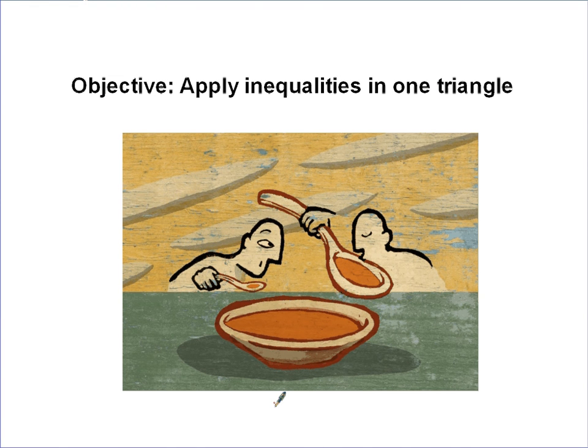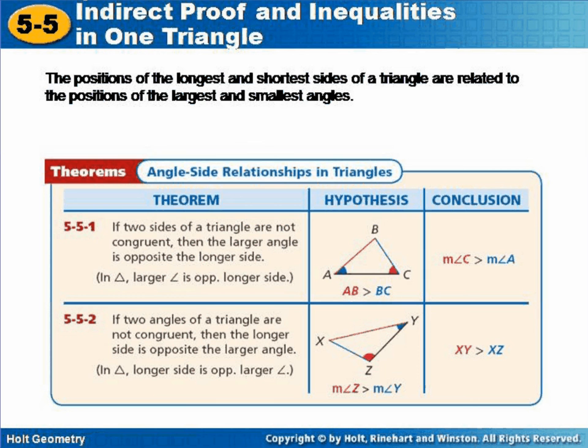Now, today we are going to look at inequalities in one triangle, and then later we'll do two triangles. So, the angle-side relationships in triangles. If two sides of a triangle are not congruent, then the larger angle is opposite from the longer side. And if two angles of a triangle are not congruent, then the longer side is opposite the longer angle, the larger angle. So remember, angles and sides buddy up.